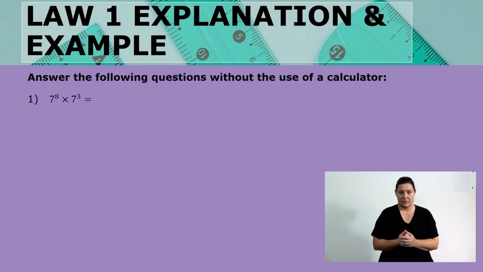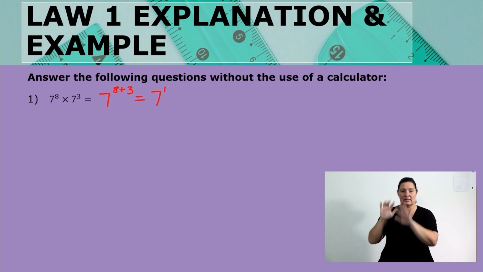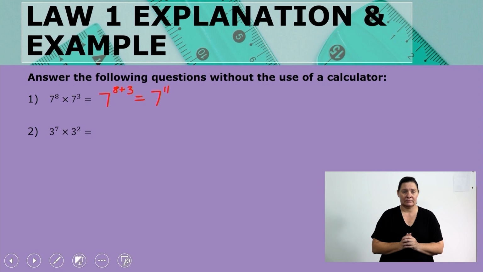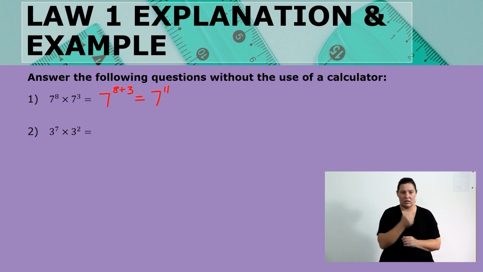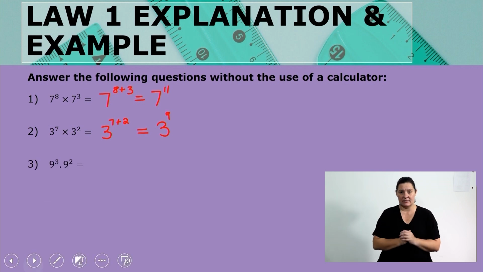Let's answer the following questions without the use of a calculator. So using the law that we just found now, 7 to the exponent 8 multiplied by 7 to the exponent 3 will be 7 to the exponent 8 plus 3, which gives us 7 to the exponent 11. Then we have 3 to the exponent 7 multiplied by 3 to the exponent 2. The base is the same, so we are going to add the exponents. This is going to give us an answer of 3 to the exponent 9.